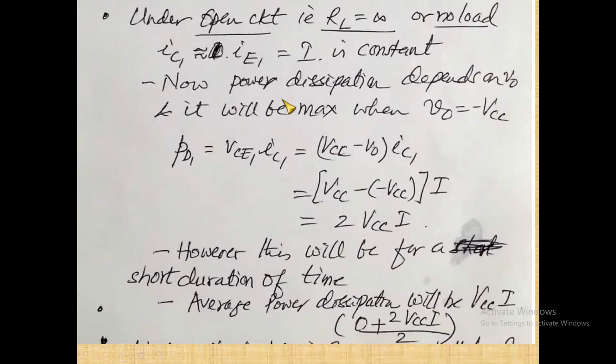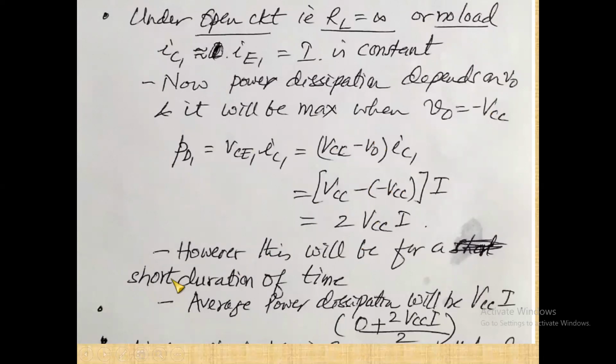And this power dissipation will be maximum when V naught is equal to minus VCC. So under that condition, PD1 is equal to VCE1 IC1, and VCE1 will be VCC minus V naught. And if V naught is equal to minus VCC, then that will become VCC minus of minus VCC, and IC1 maximum value is the current I, corresponding to the constant current source. So this will become 2 VCC I.